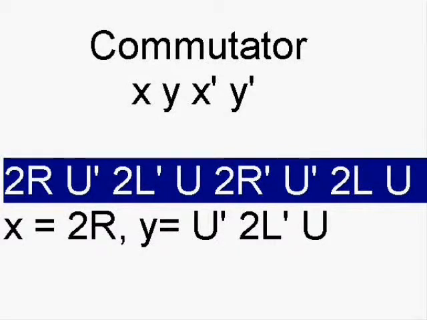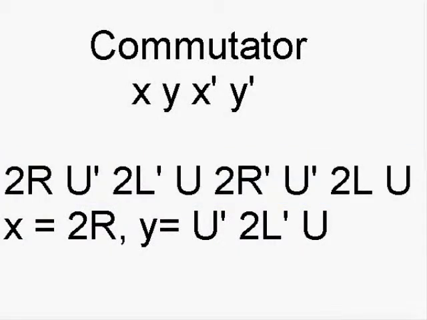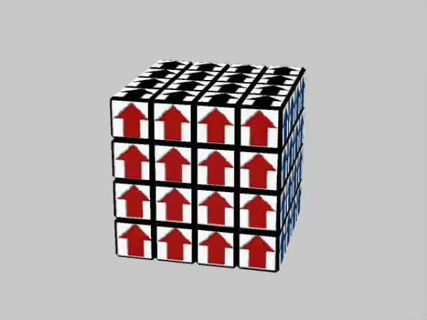This is the algorithm in sign notation, and clearly it is a commutator because in this case x is 2r and y is equal to u prime 2l prime u. The way this is applicable to us is because we can modify the center commutator to affect 3 inner layer edges as opposed to 3 centers by just doing a simple modification.